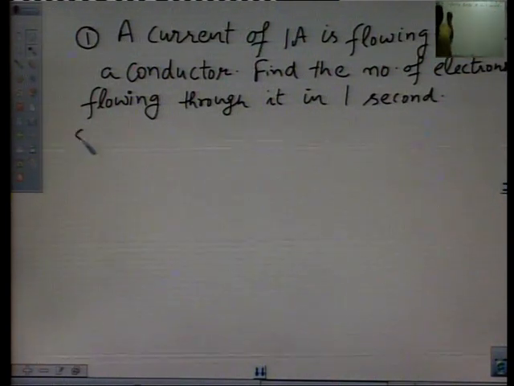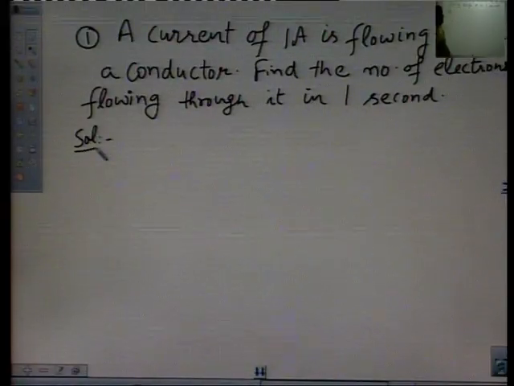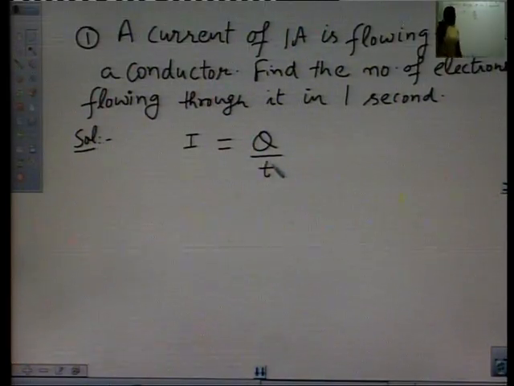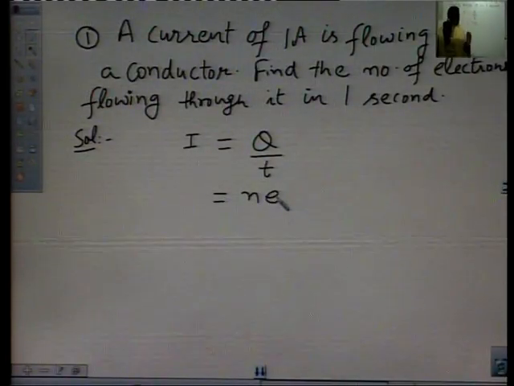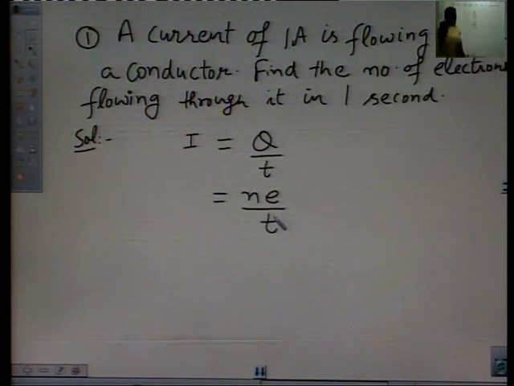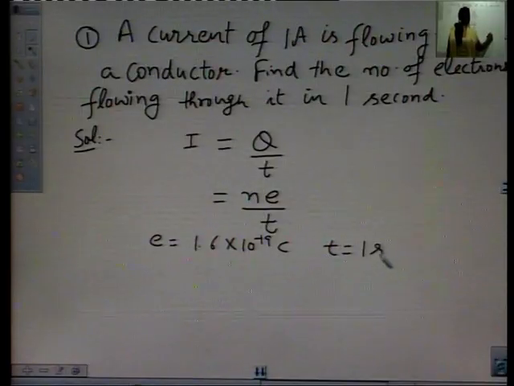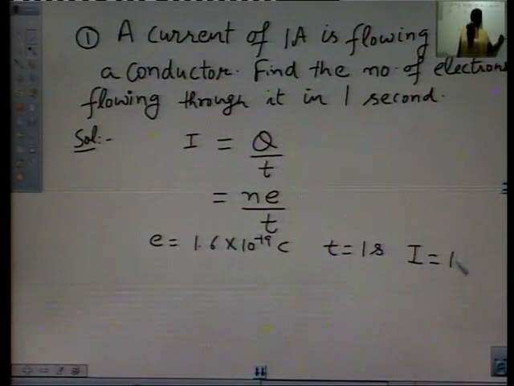So we are given that current of 1 ampere is flowing through a conductor and time is 1 second, and we have to find the number of electrons flowing through the conductor. As we know that the current is equal to charge flowing through the conductor per unit time, and the charge is equal to number of electrons into charge on each electron, upon T. As we know that the charge on each electron is 1.6 into 10 raised to power minus 19 coulomb, and T is equal to 1 second, and the current is given as 1 ampere.